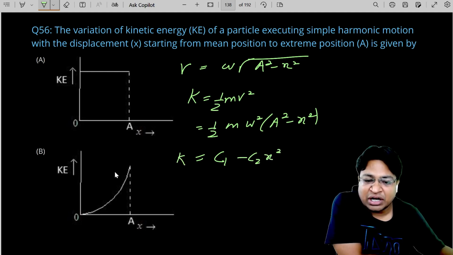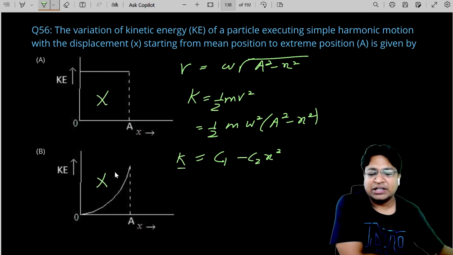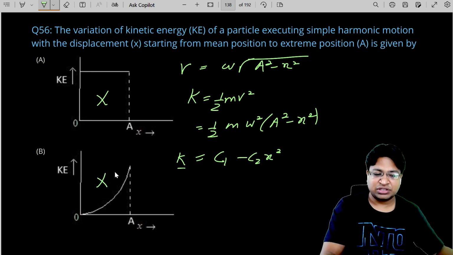If you look at the form, we are getting some constant minus some other constant into x square. So if you try to make a graph between K and x, we will get a parabola, a downward facing parabola. So this is definitely not correct. And in any case, we know that at amplitude, the kinetic energy becomes 0. So this cannot be correct.